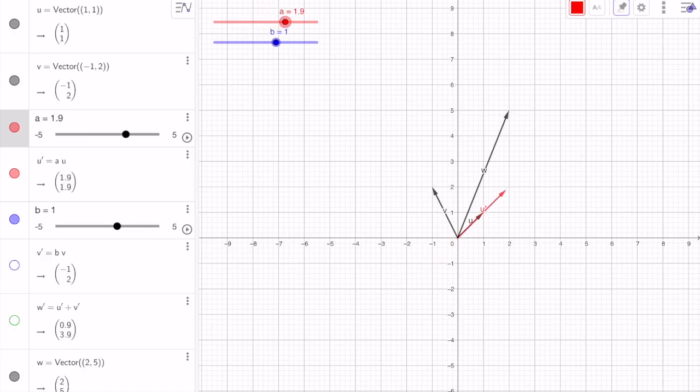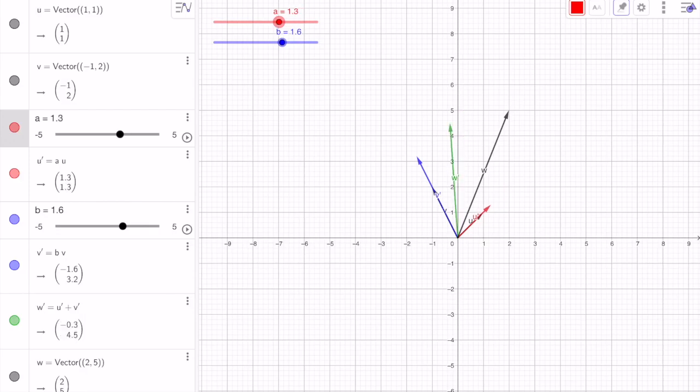Same thing happens with the vector v. Whenever I multiply the vector v, I can enlarge it, shrink it, or change its direction. Whenever we do this, we're basically changing the size of this vector. And we have two new vectors, the blue and the red vector. With these two new vectors, we can add them together. If I call that addition w prime, it changes whenever we change those parameters.